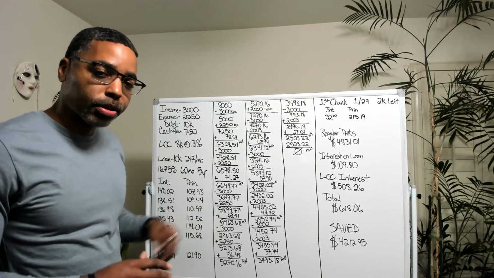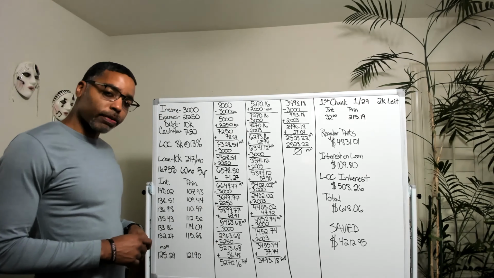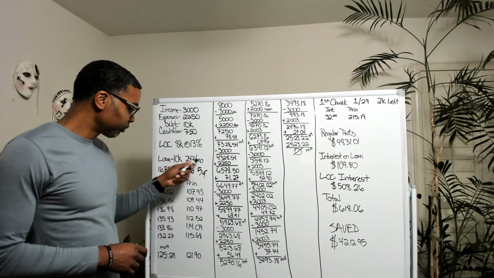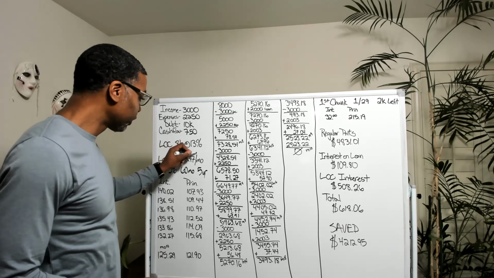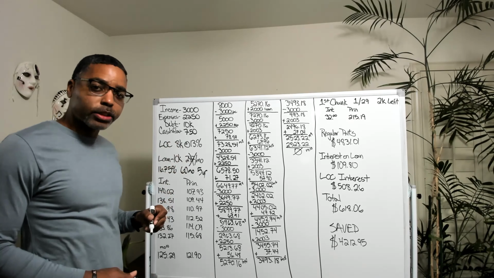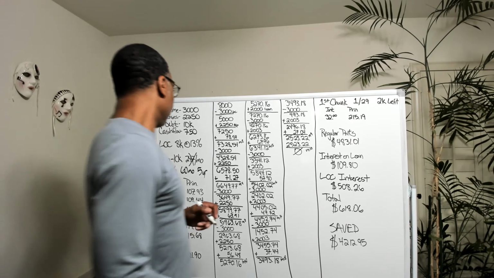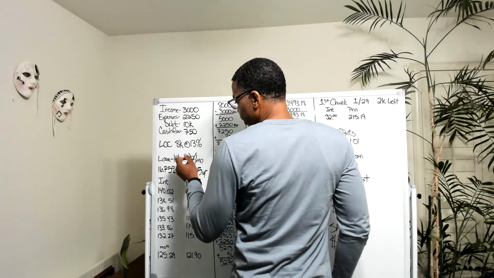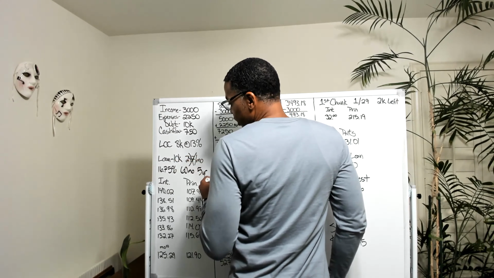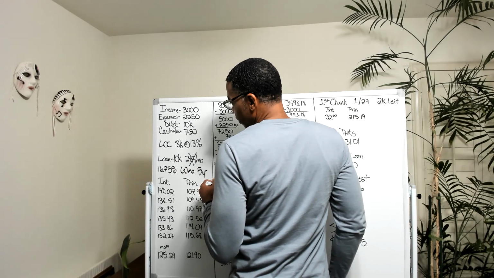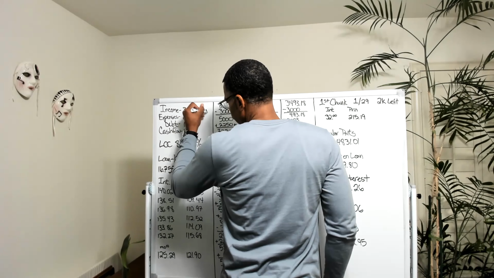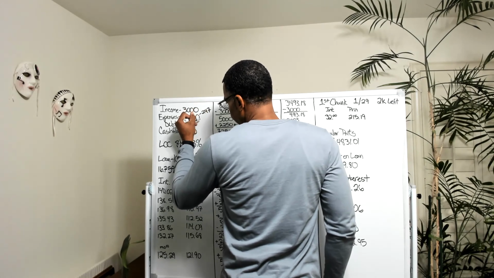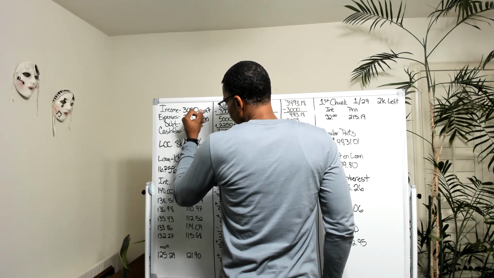So now, since we paid the loan off, what else is going to happen? This monthly payment is gone, right? It's bye-bye. So what that's going to do is we're going to minus $247 from our expenses. So now our expenses are going to be $2,003.